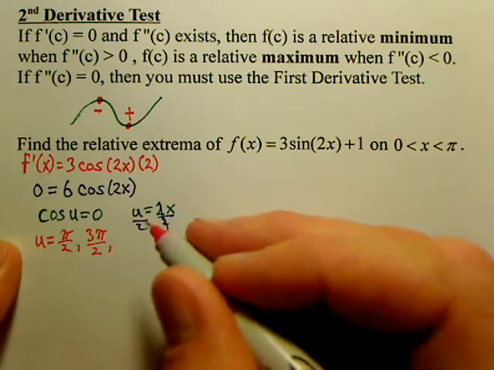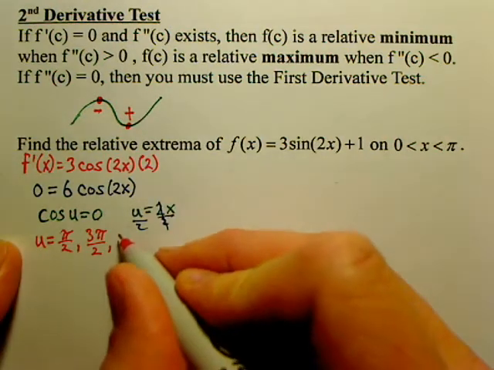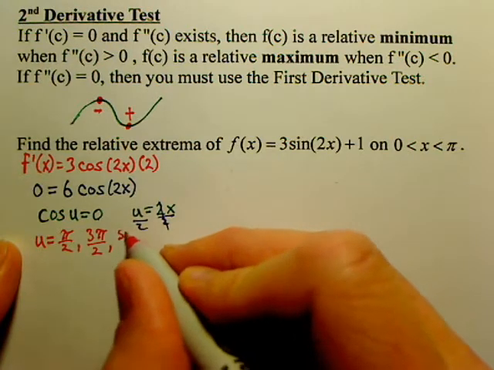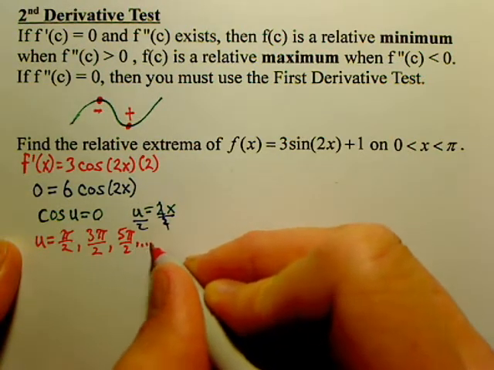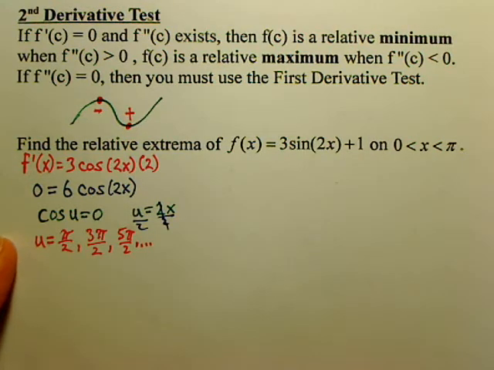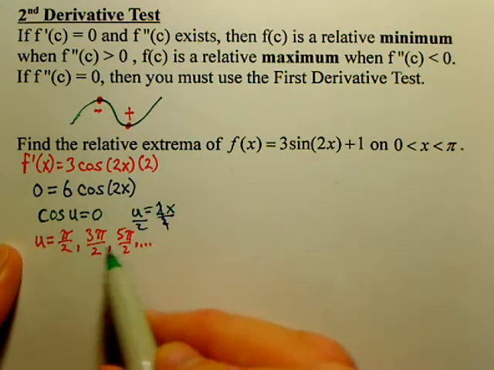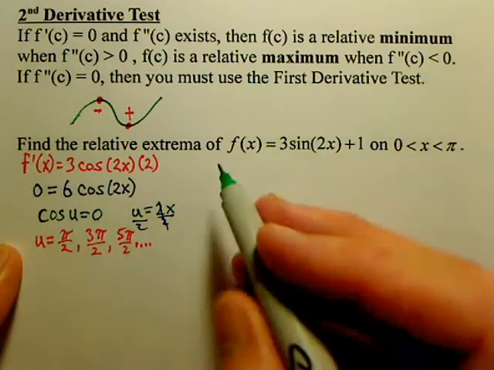It keeps going and going and going. So wouldn't it then be what? 1 more pi, so it would be 5 pi over 2, and then just keeps going. All right. So are these my values? No, those are my u values, but I want x.